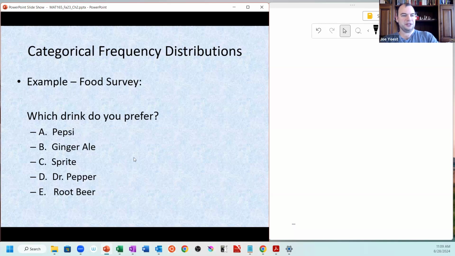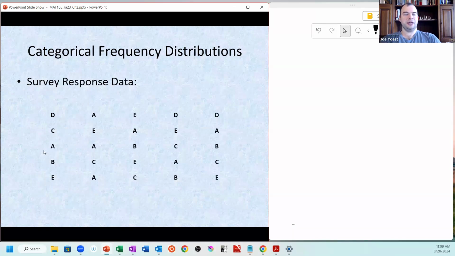So we ask people, what drink do you prefer? And we might get raw data like this. I see that this is a 5x5 grid, 25 responses. We have a data set of size 25. But at this point, everything is kind of jumbled up. It's a little hard to see what the favorite is, and by how much of a margin. Just glancing around, it looks like I see a bunch of A's and maybe not a ton of D's, but it's a little hard to tell.